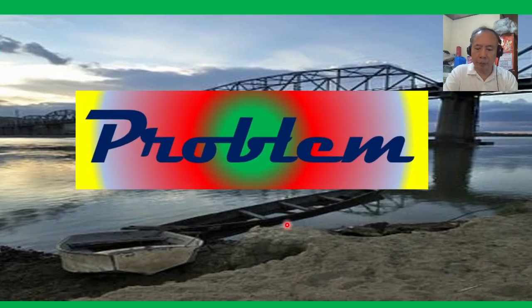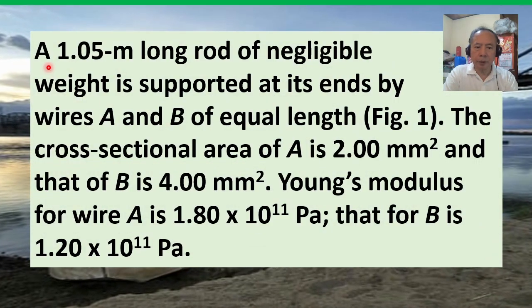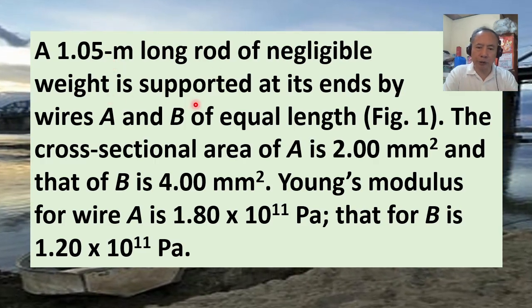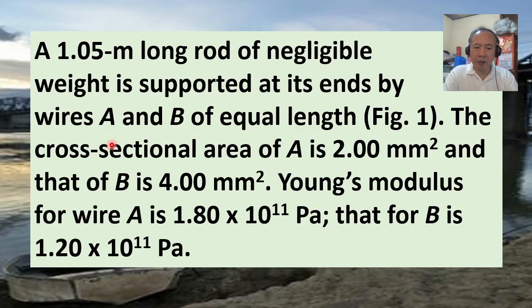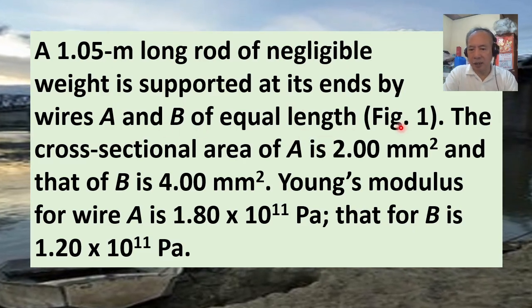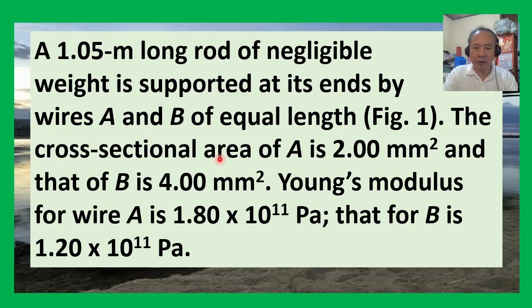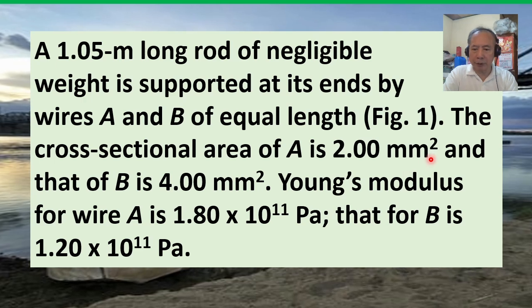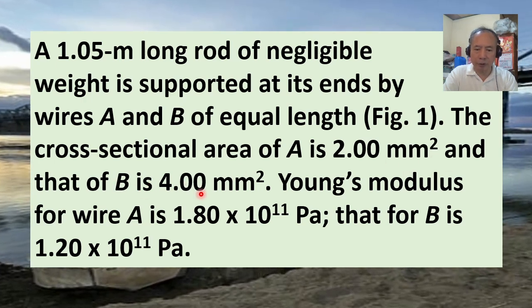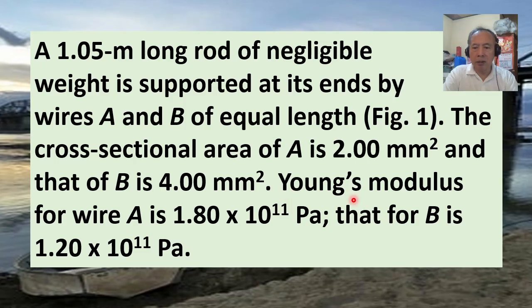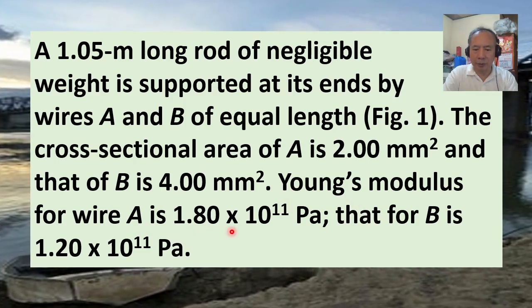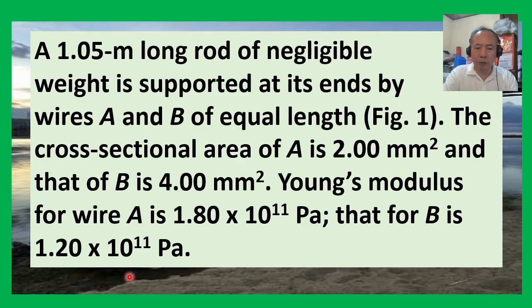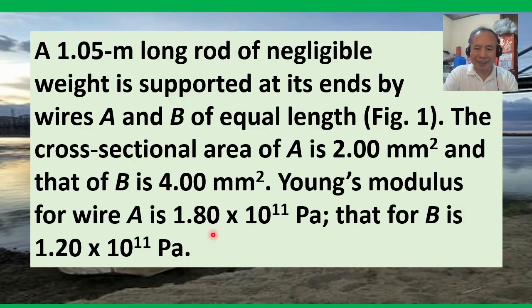And here is the given problem. A 1.05 meter long rod of negligible weight is supported at its ends by wires A and B of equal length. See figure 1. The cross-sectional area of wire A is 2.00 millimeters squared and that of wire B is 4.00 millimeters squared. Young's modulus for wire A is 1.80 times 10 to the 11th power Pascal. That for wire B is 1.20 times 10 to the 11th power Pascal.